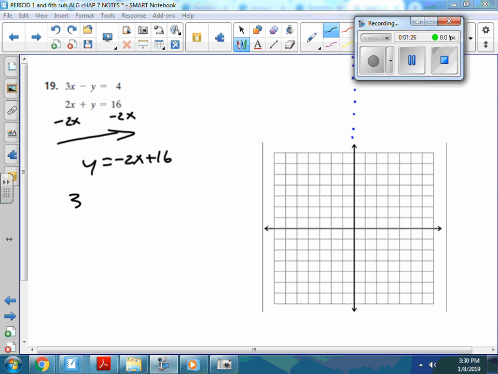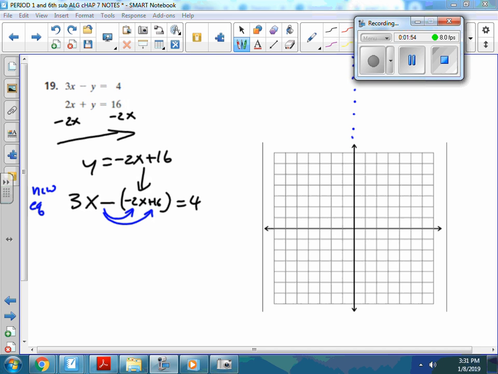Now I'm going to take that first equation, the 3x minus y equals 4, but instead of putting a y, I'm going to put in negative 2x plus 16. Now this is the trick here, another trick. And don't forget the equals 4. You have that negative sign out in front of y, so you've got to multiply everything that you're subbing in by this negative sign. So this is our new equation.